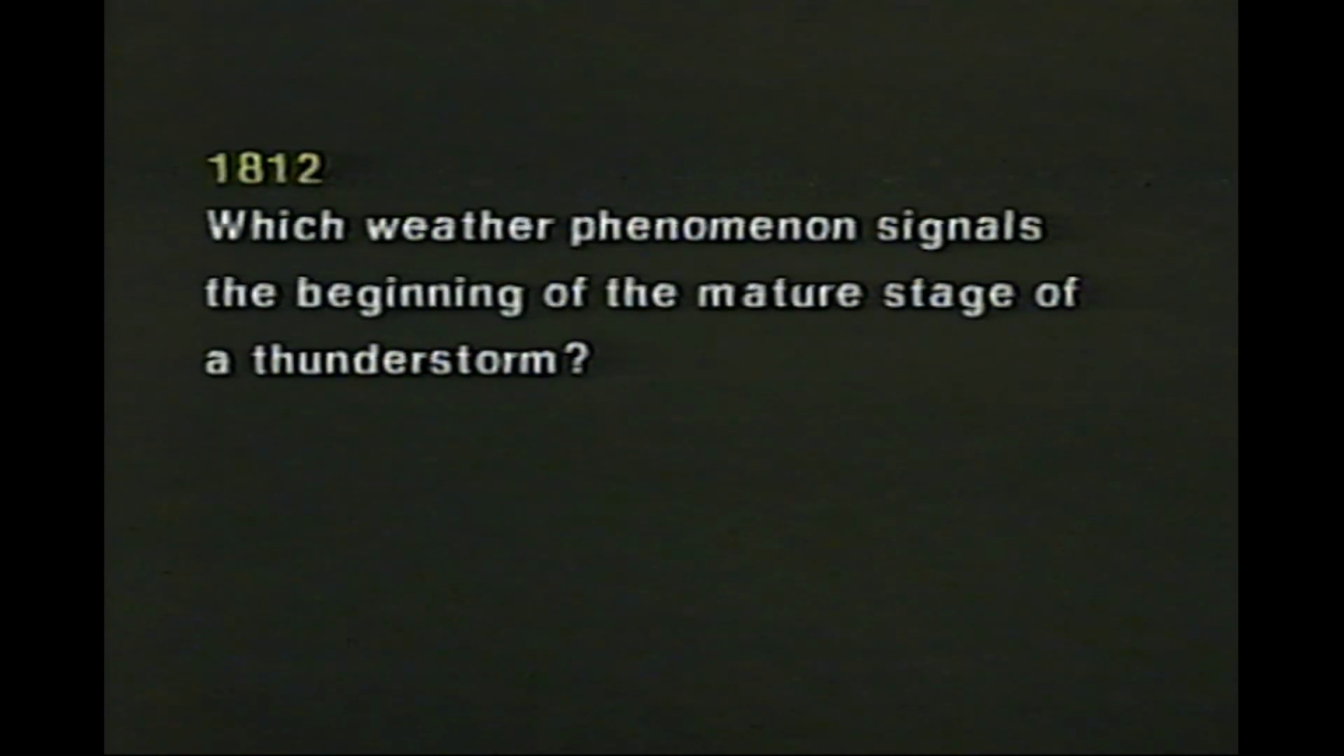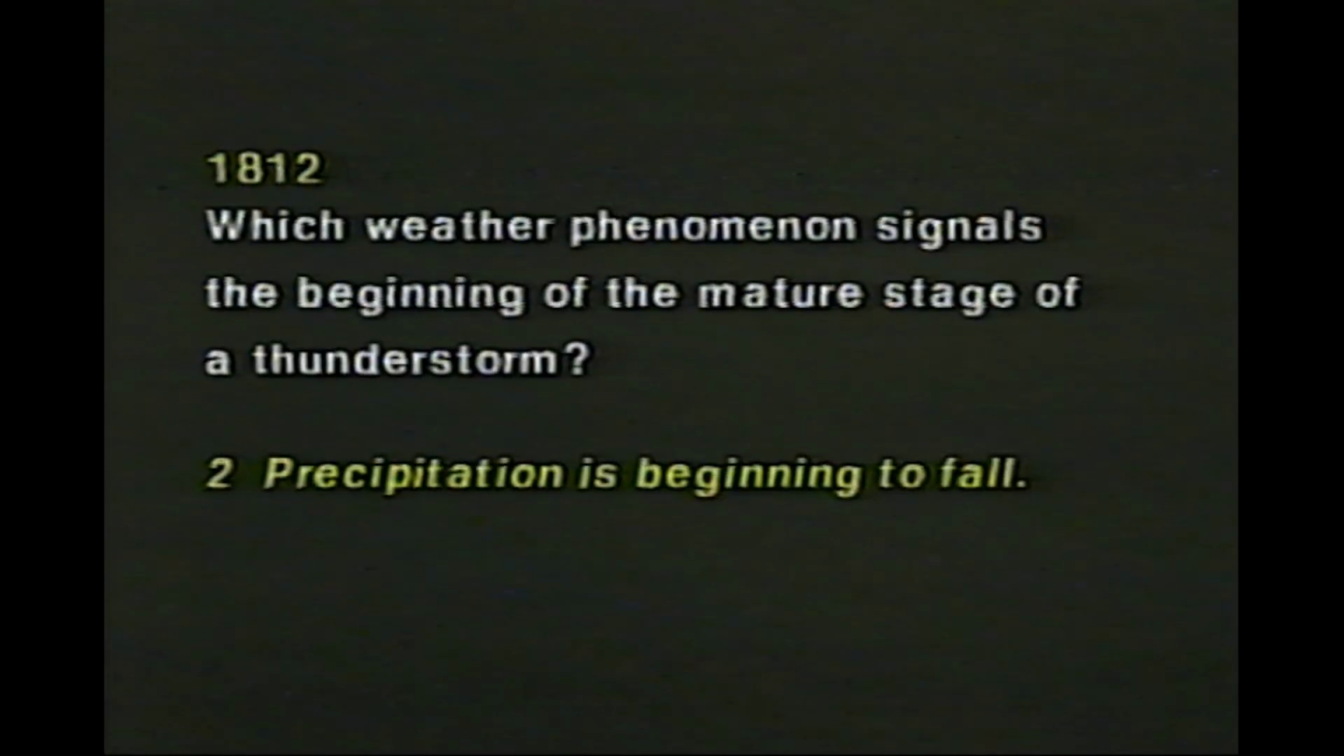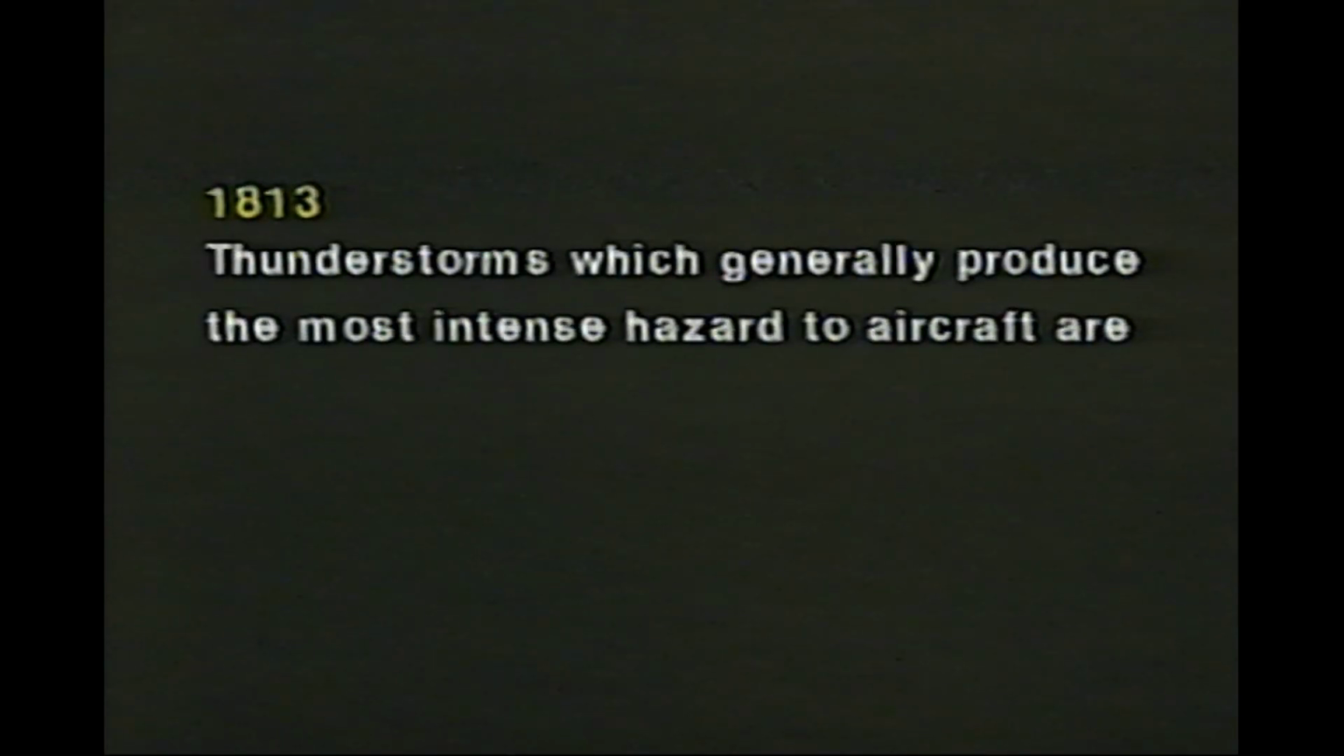Question 812. Which weather phenomenon signals the beginning of the mature stage of a thunderstorm? Answer 2, precipitation is beginning to fall. Question 813. Thunderstorms, which generally produce the most intense hazard to aircraft, are?